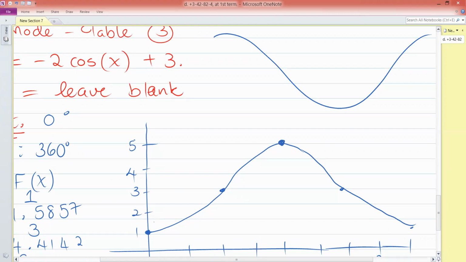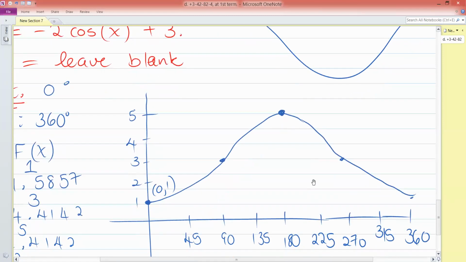Which are the points we need to plot? We're going to plot or show on the graph 0 and 1. This maximum here, which is 180 and 5. And the end point here, which is 360 and 1. Okay, there we go.